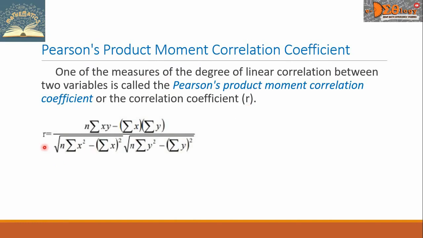This is the formula. r equals, the numerator is n times the summation of xy minus the product of the summation of x and the summation of y, all over the square root of the quantity n times the summation of x squared minus the square of the summation of x, multiplied by the square root of the quantity n times the summation of y squared minus the square of the summation of y. The value of n is the number of pairs.